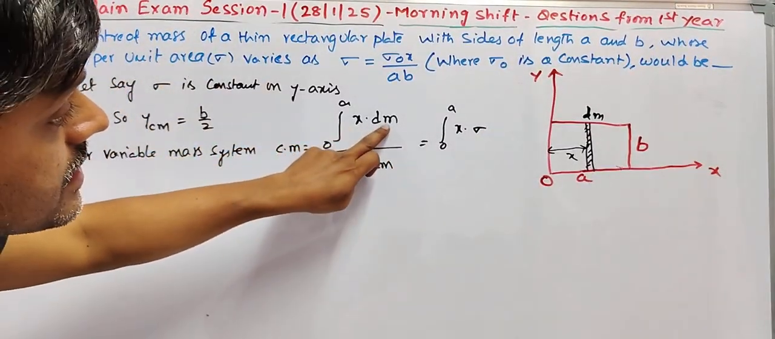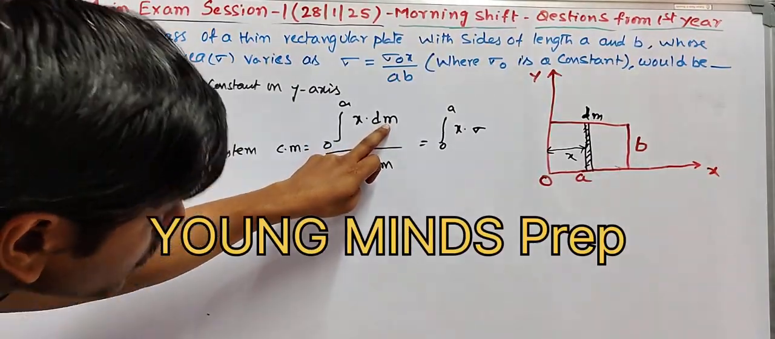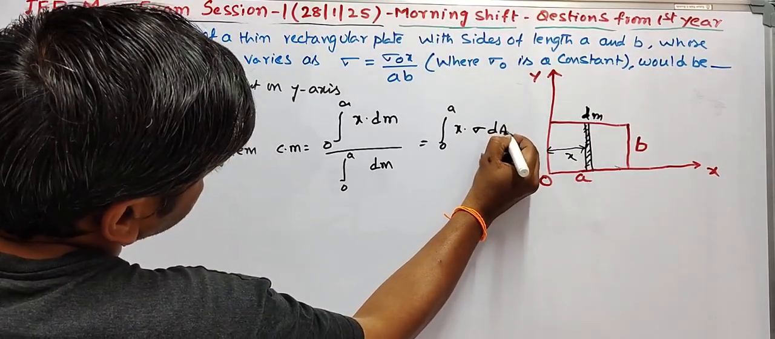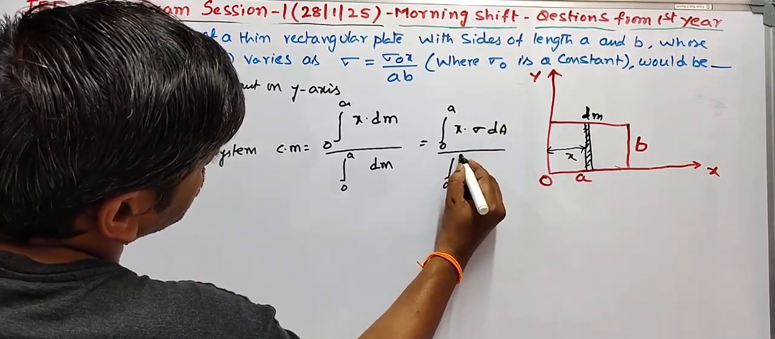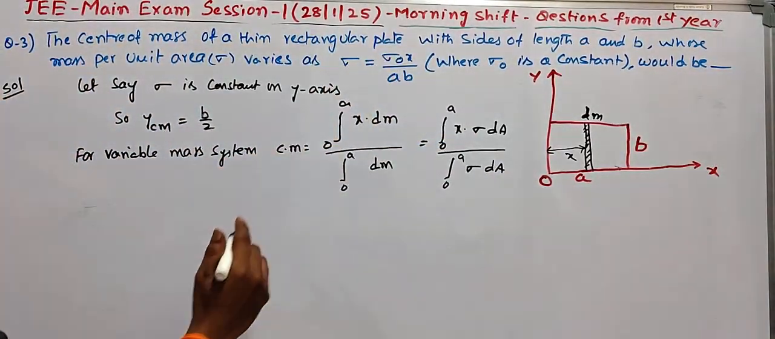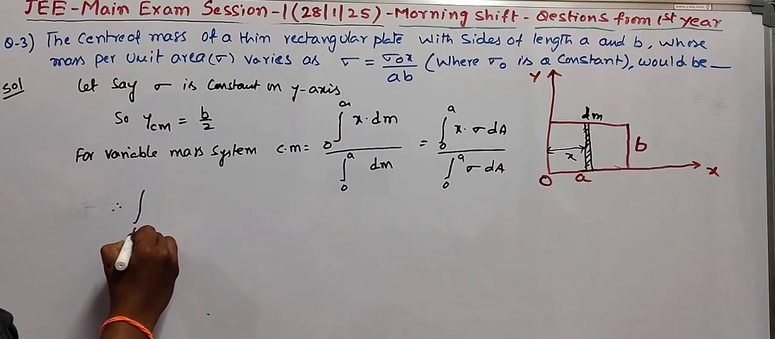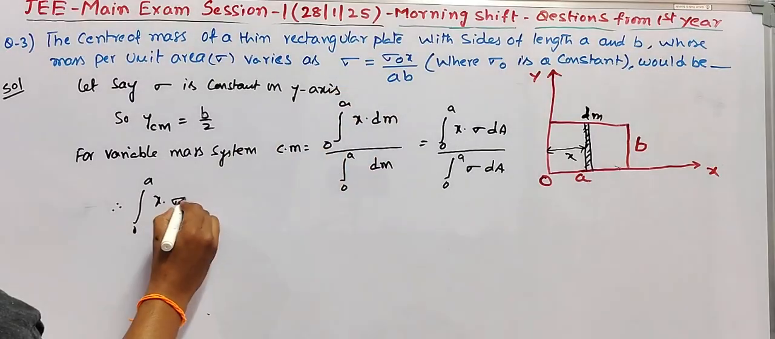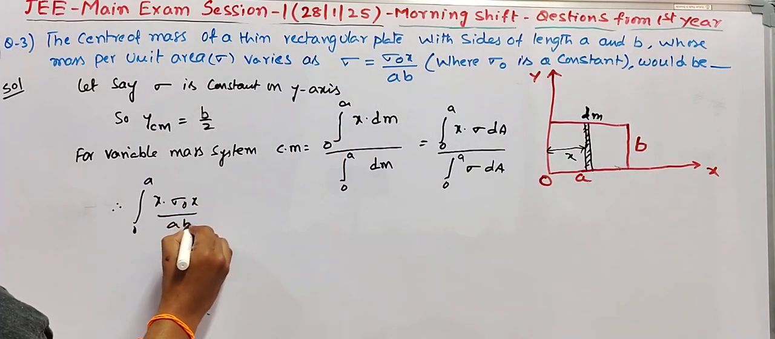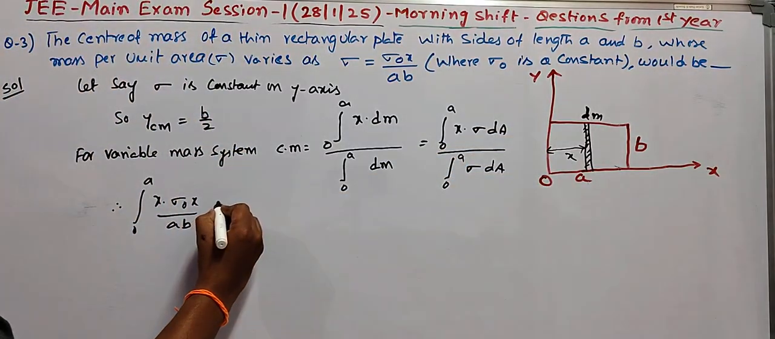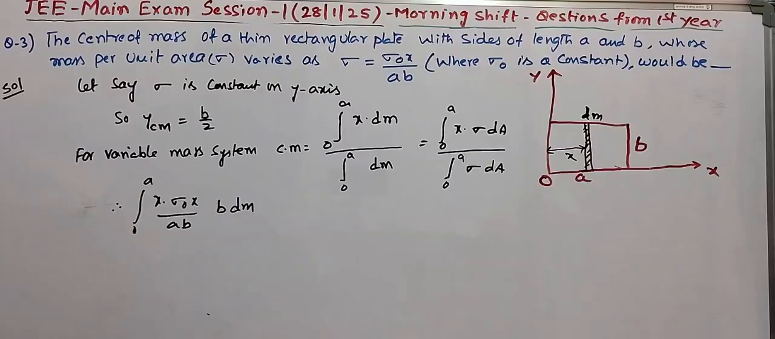Why? We can take mass is equal to volume into density, means area into density. So sigma into d area, by integral 0 to A sigma into d area. But here sigma is given. What is the value? Sigma naught x by AB. Therefore, it is integral 0 to A x into sigma, which is sigma naught x by AB into area. What is the area of this small element? That is breadth B into dx. Isn't it?